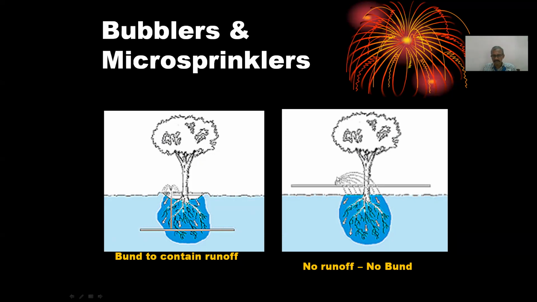And sometimes people use microsprinklers instead of bubblers. Microsprinklers are very small sprinklers. They appear like a dripper, only a little larger than the dripper, and they sprinkle the water. When it sprinkles the water over the soil, the sprinkling rate will most of the time be less than the infiltration rate. So in that case, there is no possibility of runoff. So there is no need of a bund in the case of microsprinklers, unlike bubblers.